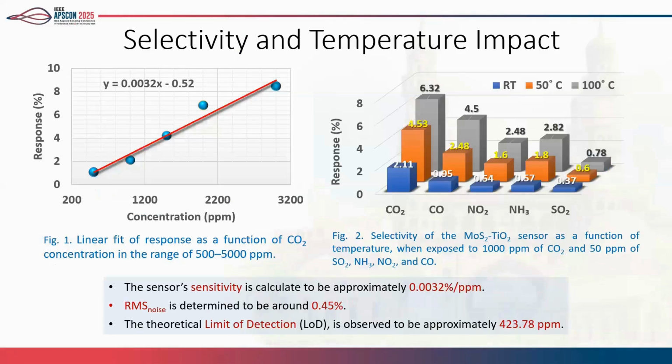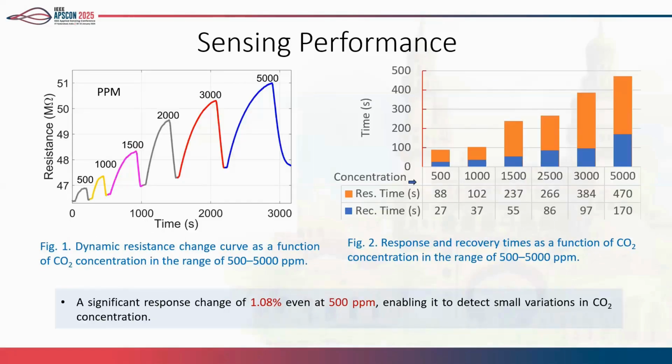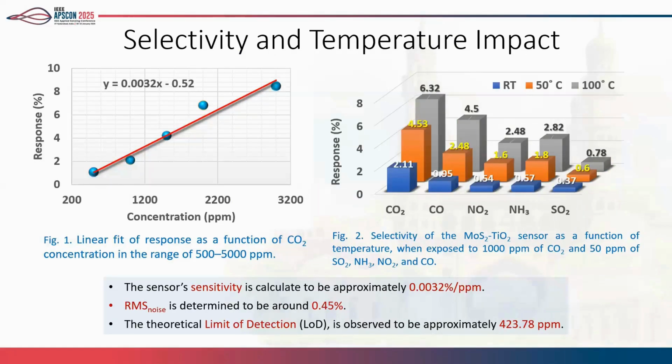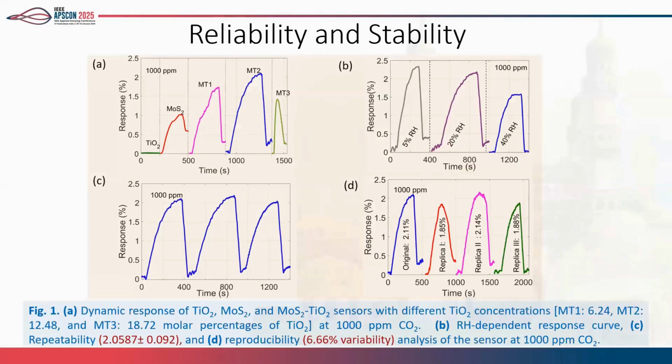And at 150 degrees, at 500 ppm, we can see that the response is nearly 1%. Here in the graph also we can see, we calculated the sensitivity using this linear graph and found that the sensitivity is quite low, but it can be used to detect CO2. It is around 0.0032% per ppm. RMS noise is determined to be around 0.45 ppm, and the theoretical limit of detection is 423 ppm, which is lower than our environmental CO2 level, as we discussed in the introduction section.